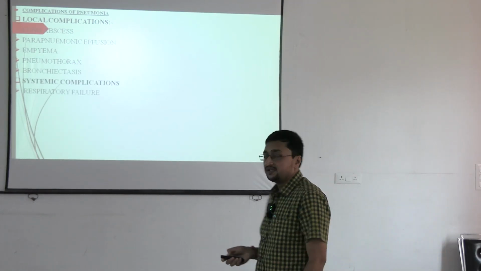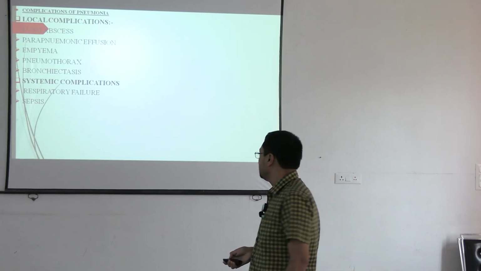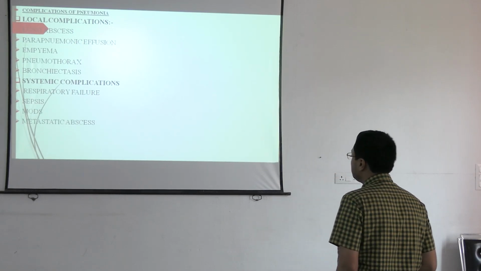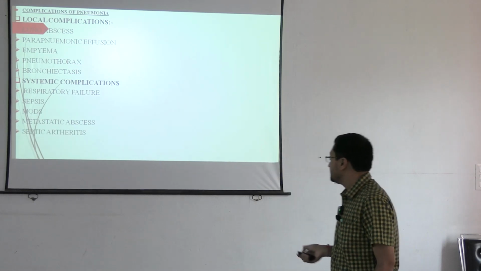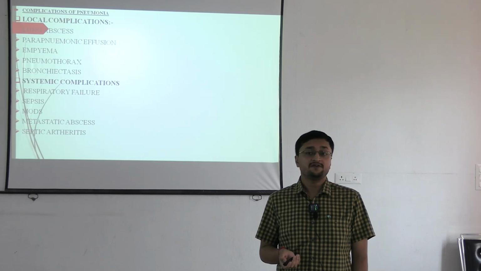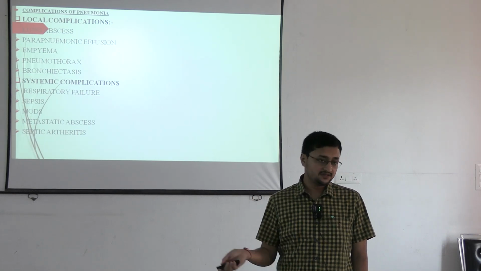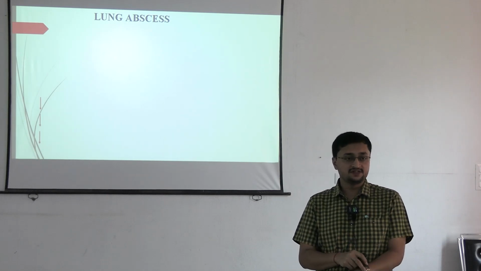So systemic complications are respiratory failure, septic shock, and multi-organ dysfunction syndrome, metastatic abscess, septic arthritis. Septic arthritis most commonly occurs with which pneumonia? Staph aureus, and infective endocarditis also Staph aureus. So lung abscess, tell me the definition of lung abscess once again.